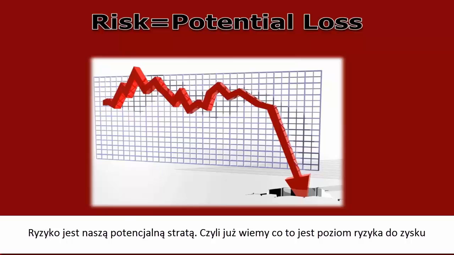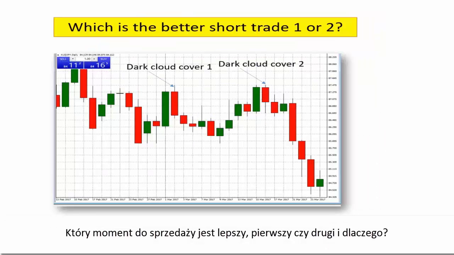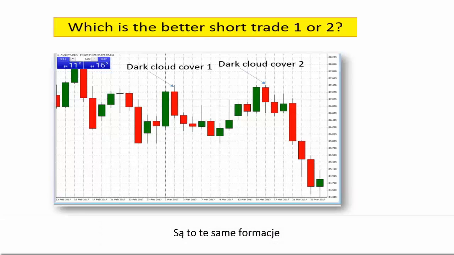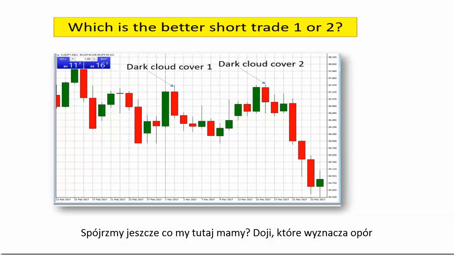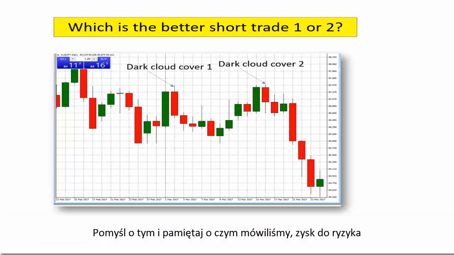So let's look at this. Which is the better short trade, 1 or 2, and why? And these are both dark cloud covers. There we go. And by the way, look, what do we have over here? A doji. And notice how the doji became resistance right over here. But anyway, so think about this. Dark cloud cover 1 and 2. And remember what we were just talking about, risk reward.